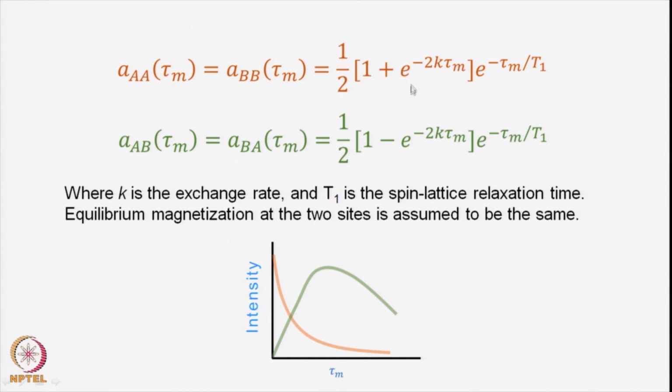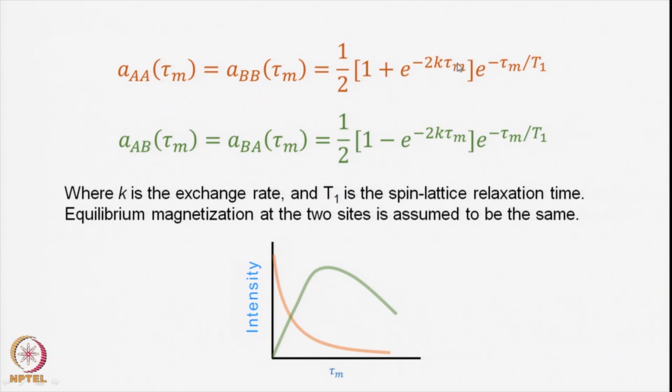So, what we get here is the final result, as I mentioned to you. The diagonal peak intensity will be given by half of 1 plus e to the minus 2k tau m, whole multiplied by e to the minus tau m by T1, and this is of course dictated by the T1 relaxation time, that is, Z magnetization is recovering along the longitudinal axis, and k is the exchange rate. In the case of cross relaxation there can be a cross relaxation rate coming up here as well. Okay. So, where k is the exchange rate and T1 is the spin lattice relaxation time. The equilibrium magnetization at the two sites is assumed to be the same.